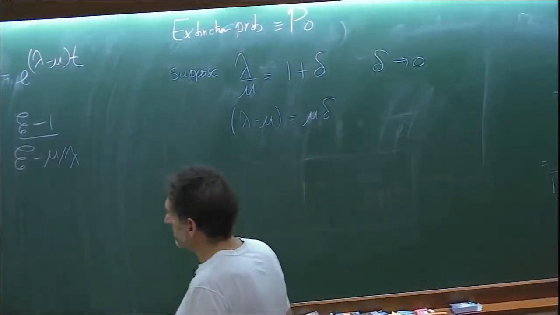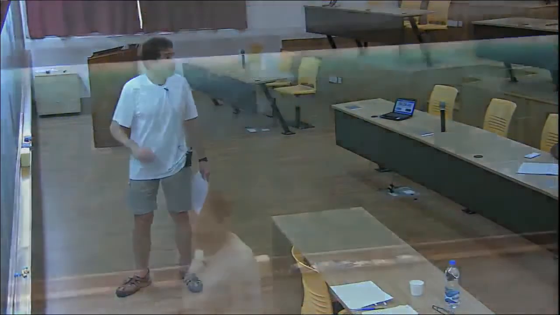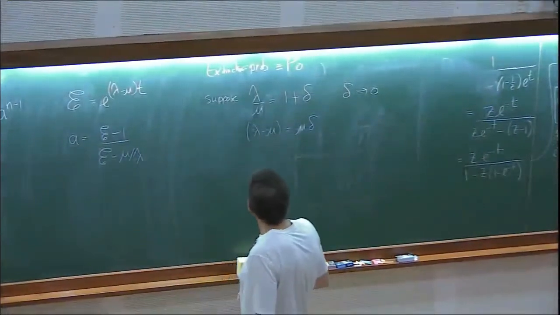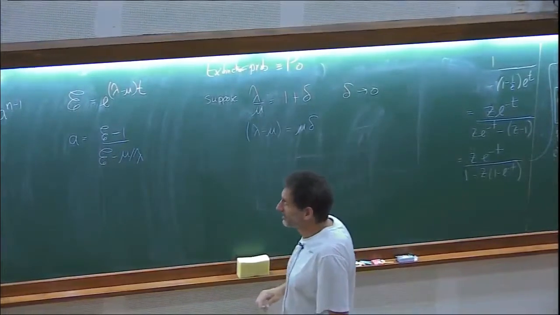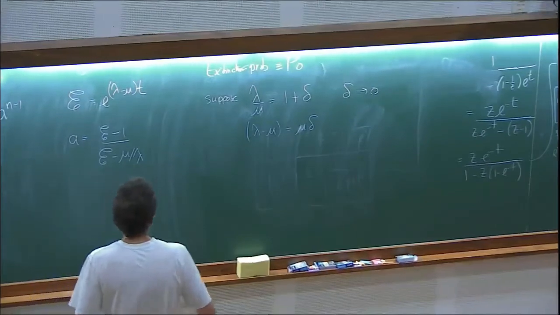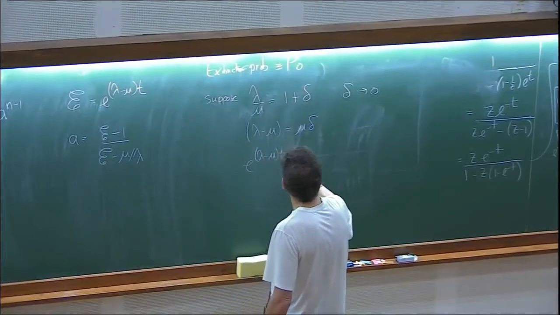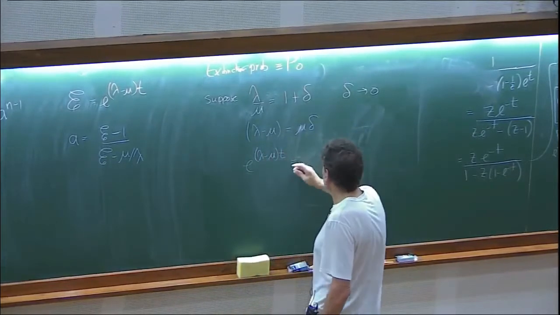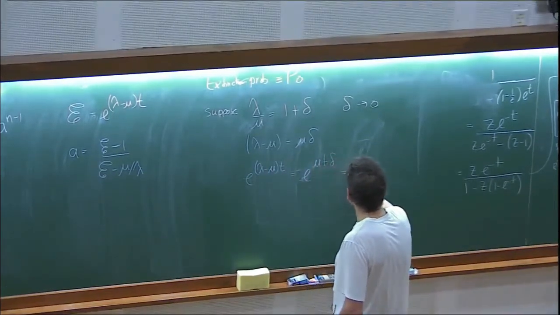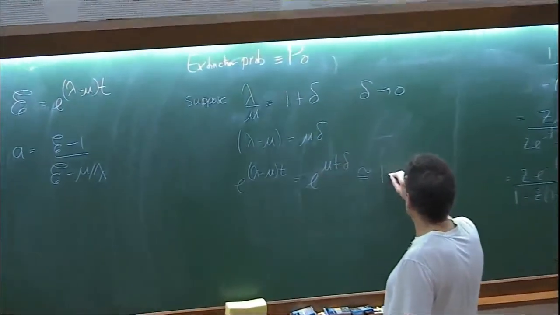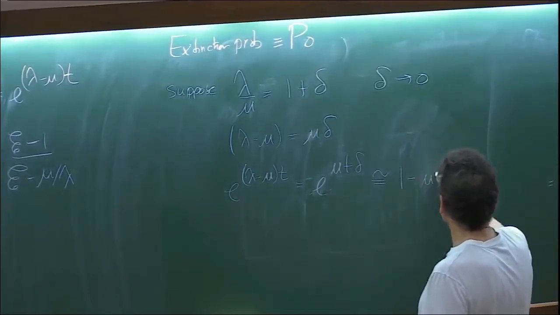So what is our P0? But I'm going to send delta going to 0. But yes, we can approach it from either side. So then here, e to the (lambda minus mu) t is equal to e to the mu t delta, which is roughly equal to, when delta goes to 0, 1 plus mu t delta.